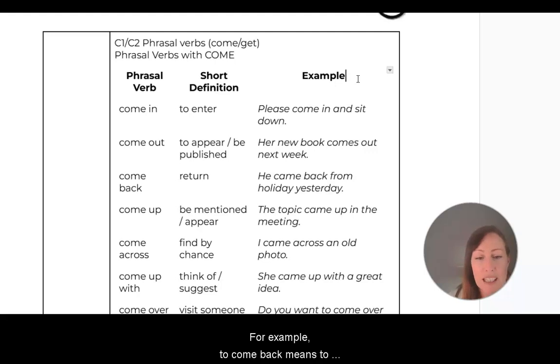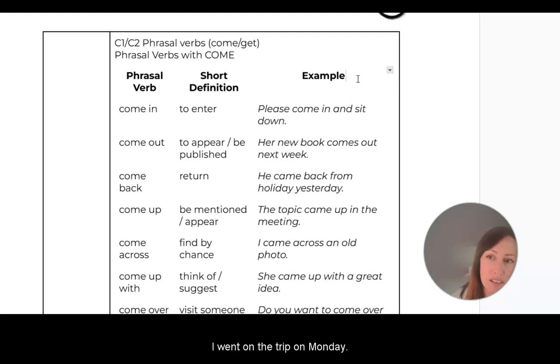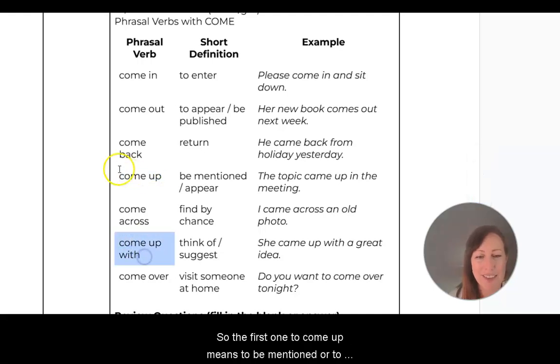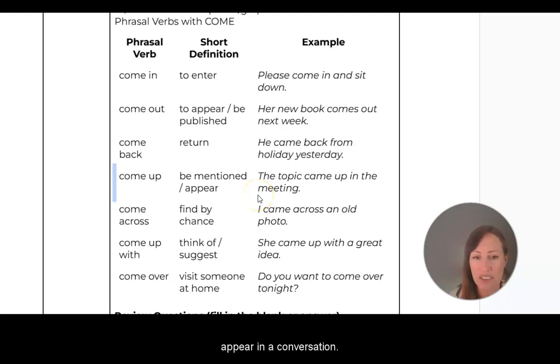For example, to come back means to return. I went on the trip on Monday. I came back on Tuesday. To come up and to come up with, do not confuse. They have different meanings. Don't you love phrasal verbs? So the first one, to come up, means to be mentioned or to appear in a conversation. The topic came up in the meeting. So it just kind of comes up naturally in a meeting.